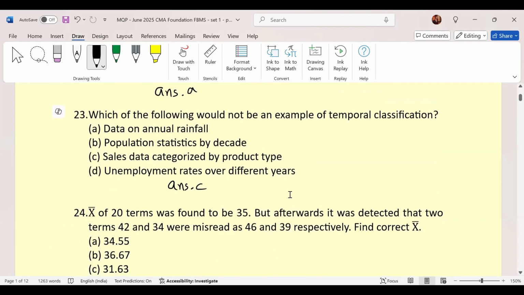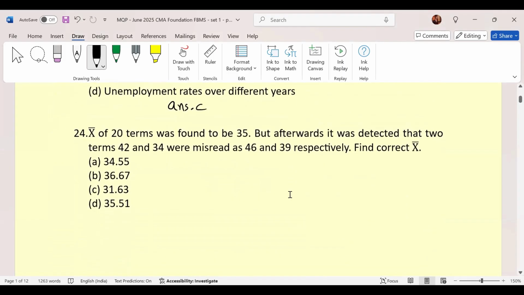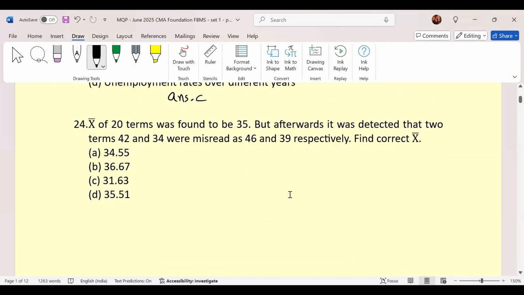Let me move on to the next, 24th question. X bar of 20 terms was found to be 35, but afterwards it was detected that two terms 42 and 34 were misread as 46 and 39 respectively. Find the correct X bar. So whatever X bar is given, that is a wrong X bar. That is given as 35.